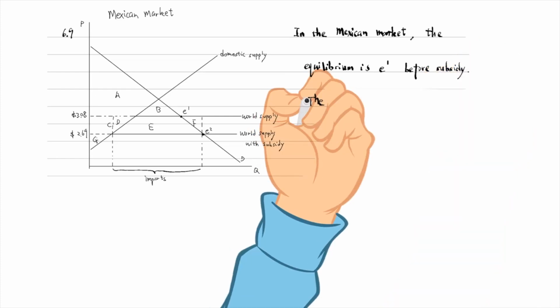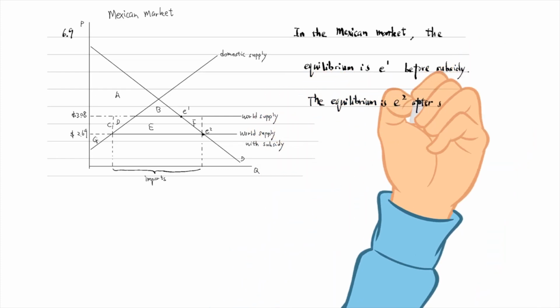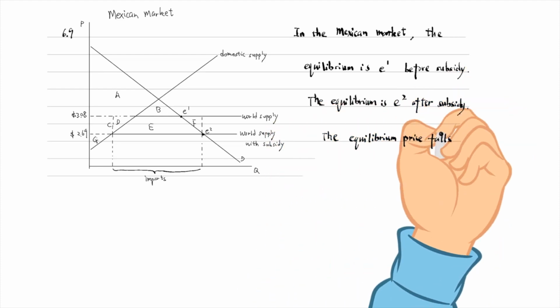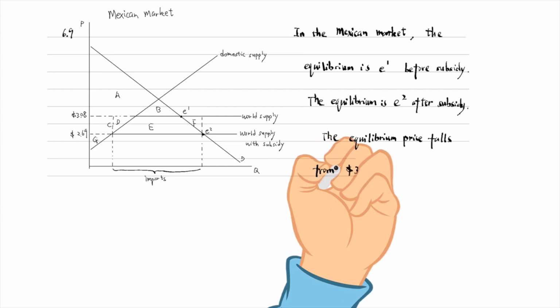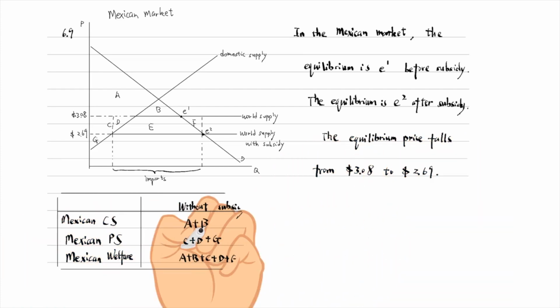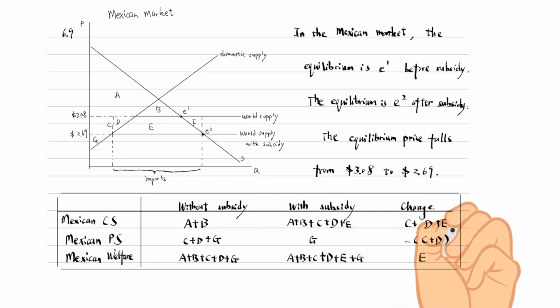The equilibrium becomes E2 after the subsidy. The equilibrium price falls from $3.08 to $2.69 per bushel. We list the Mexican consumer surplus, producer surplus, and welfare in a table. Mexican consumer surplus is A plus B without the subsidy. It increases to A plus B plus C plus D plus E after the subsidy.